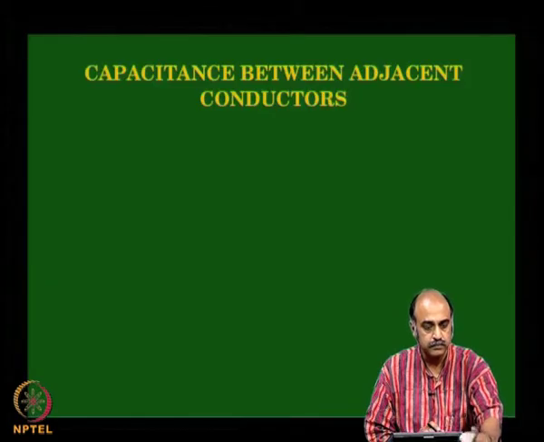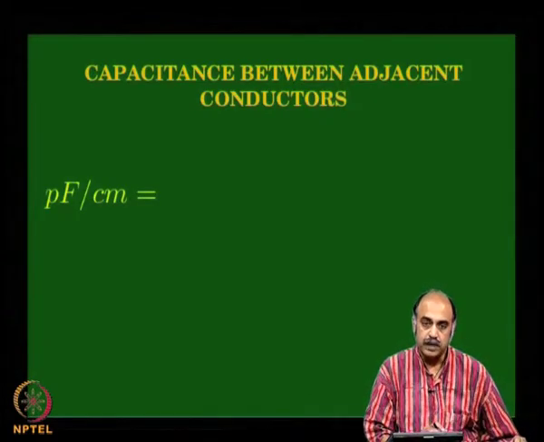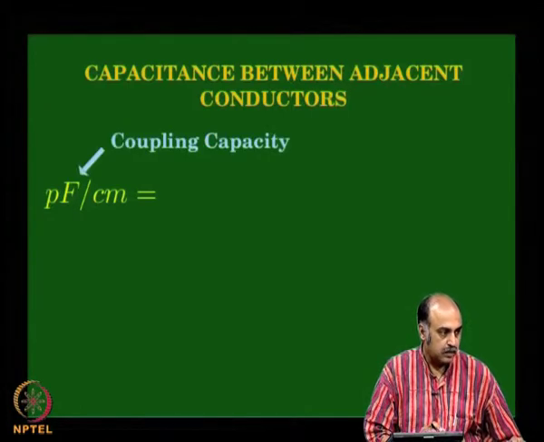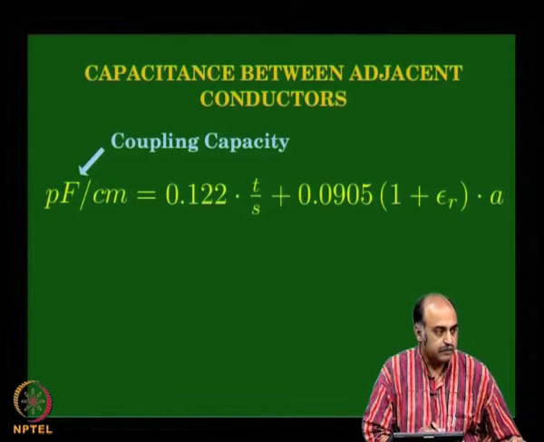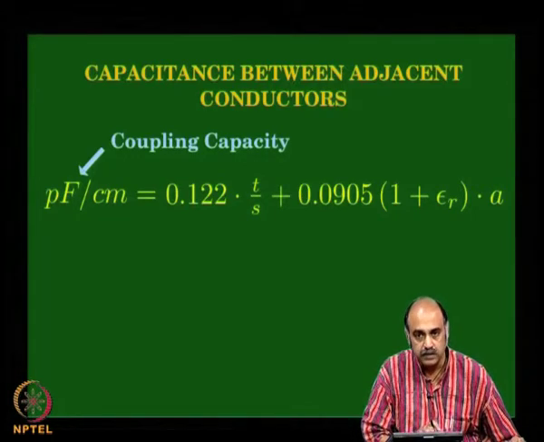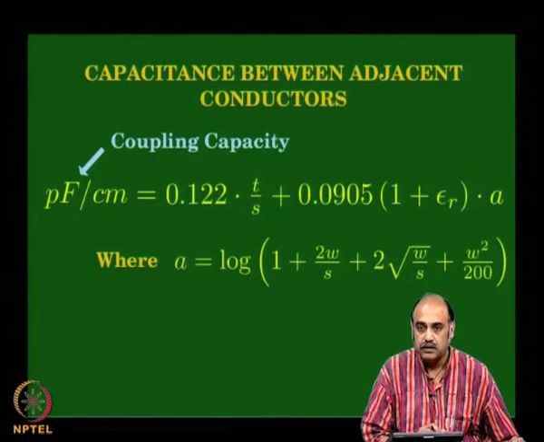Now, going back to the slide, you see that the coupling factor, which is expressed as picofarads per centimeter run of the track, or the coupling, it is also called coupling capacity, is given by this kind of equation: 0.122 into T by S plus 0.0905 into (1 plus epsilon r, the dielectric constant) into another factor A, where you have A which is a log function of a function which is formed from W, which is the width of the track, and S, which is the spacing between the tracks.